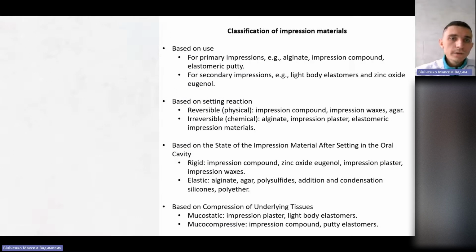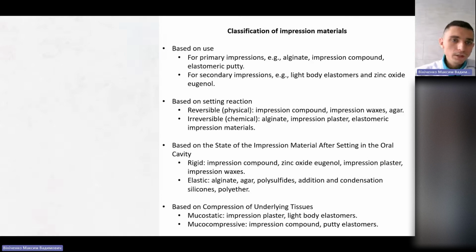Classification of impression materials based on use. For primary impressions: alginate, impression compound, elastomeric putty. For secondary impressions: light body elastomers and zinc oxide eugenol.